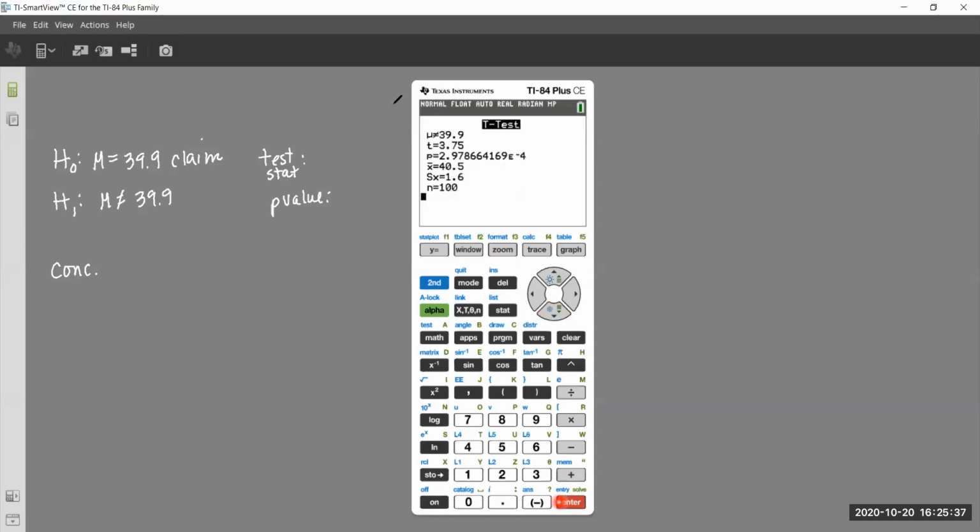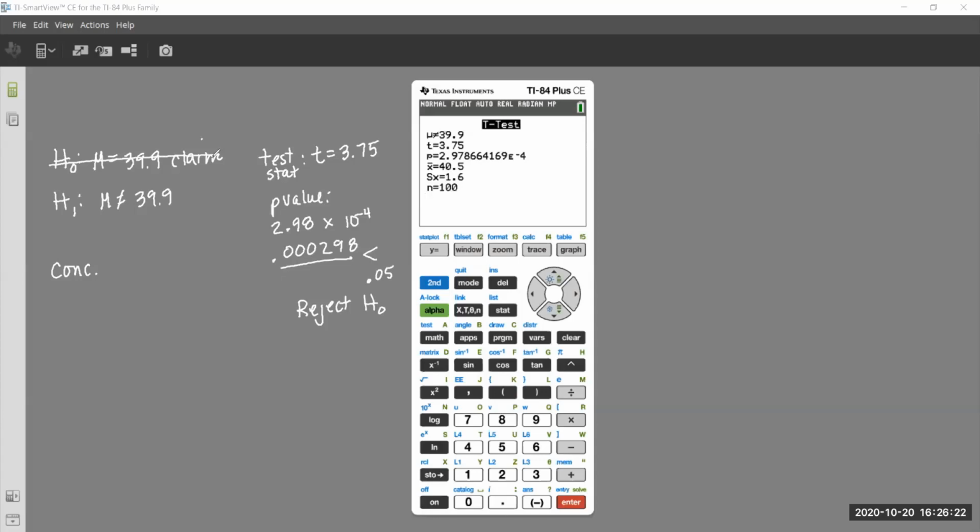So our test statistic is 3.75. And our p-value, 2.98. And again, don't leave it as that. It's times 10 to the negative fourth. This is a probability. So this is 0.000298. Pretty tiny. Our level of significance in this one is a 0.05. So this value is less than 0.05. So again, we're going to reject our null hypothesis. We're rejecting our null hypothesis.